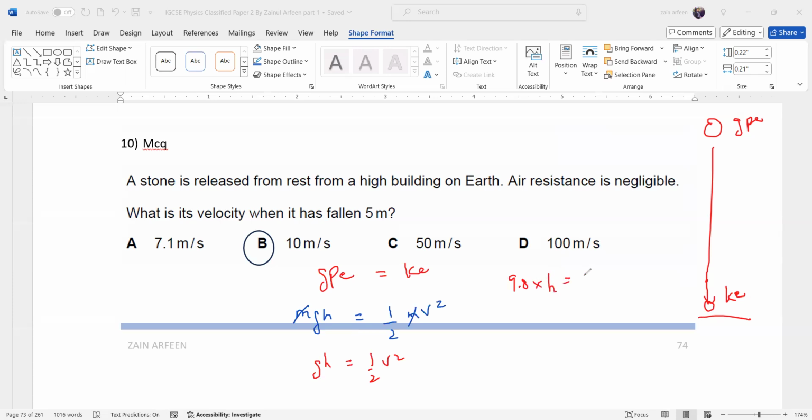What about the speed? Height is 5 meters. Speed we don't know. Height is 5, half v squared. The 2 is divided on one side, so on the other side multiplied. So 9.8 times 5 times 2 is equal to v squared. If we need v, we have to take the root on both sides. It will simplify and give us about 10 meters per second. Is this one clear? Yes, sir.